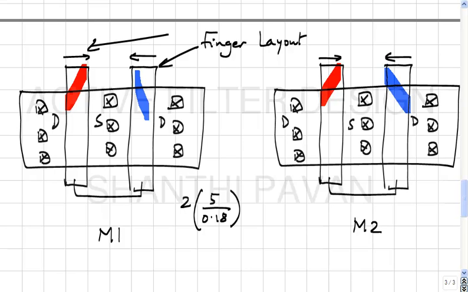Another aspect of an even number of fingers is the following. Here I chose drain, source, drain. I could have in fact chosen source, drain, source, source, drain, source. So can you comment on the difference between the two layout styles, drain, source, drain versus source, drain, source here? Forget the current directions. Can you comment on the source area and the drain area?